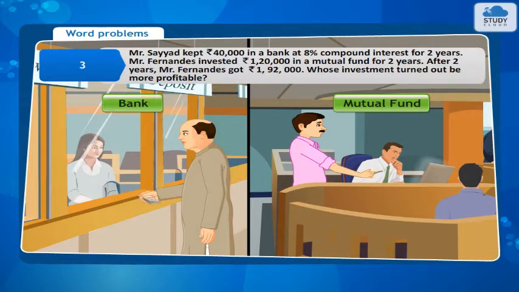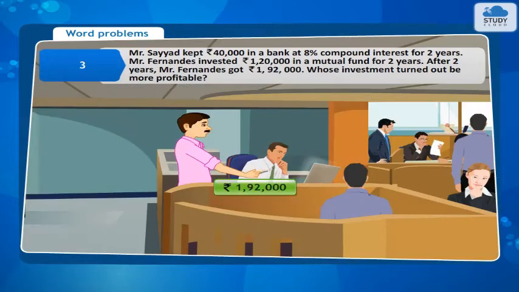3. Mr. Syed kept rupees 40,000 in a bank at 8% compound interest for 2 years. Mr. Fernandez invested rupees 1,20,000 in a mutual fund for 2 years. After 2 years, Mr. Fernandez got rupees 1,92,000. Whose investment turned out to be more profitable? Solution. Mr. Syed kept rupees 40,000 in a bank at 8% compound interest for 2 years.